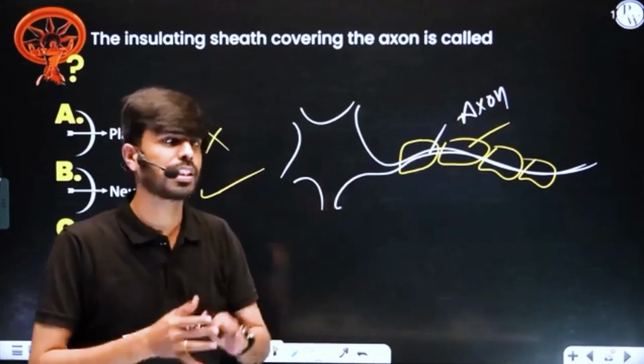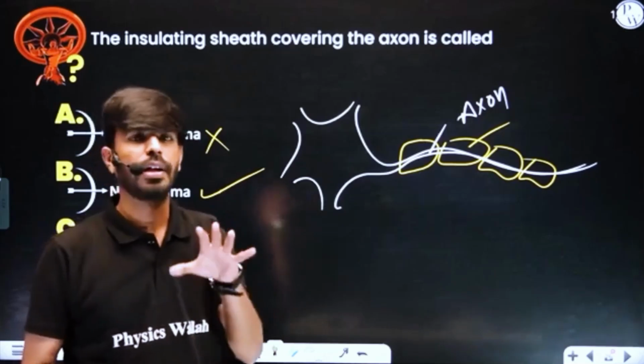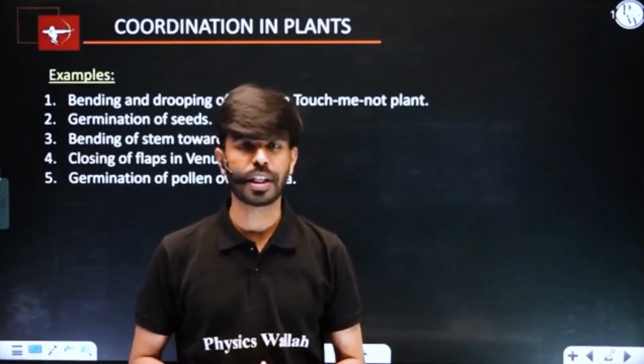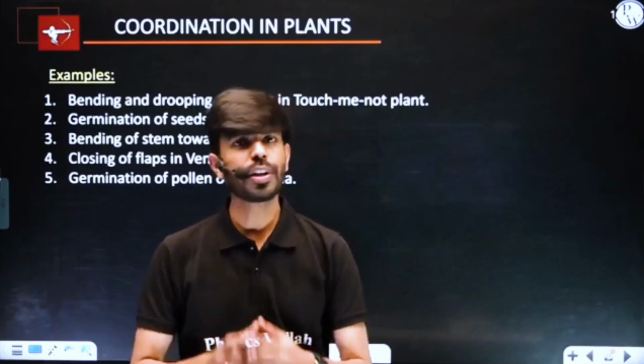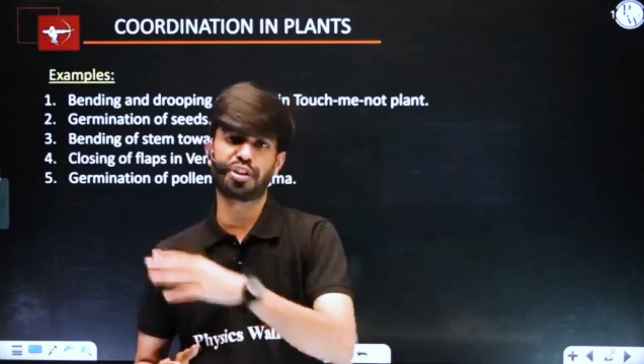Now we need to discuss how this control system happens in plants. Now let's understand how coordination occurs in plants. As you all know, plants have neither a neural system nor a muscular system.